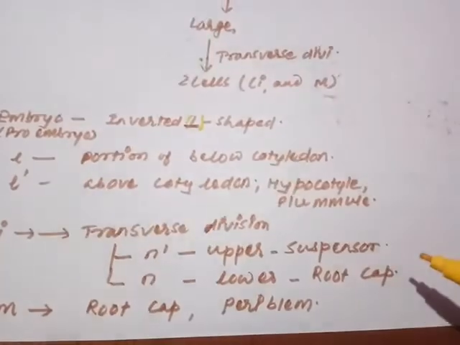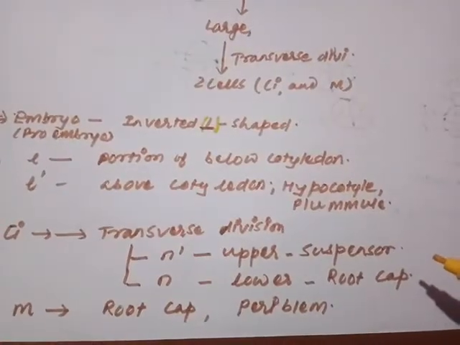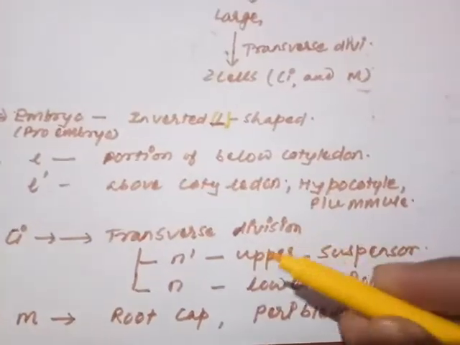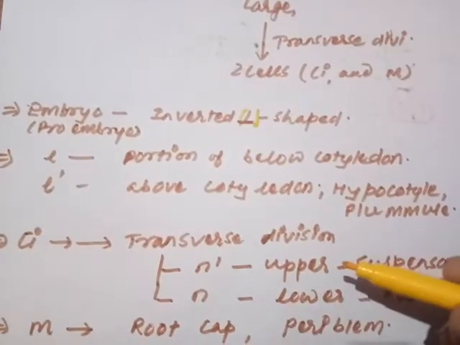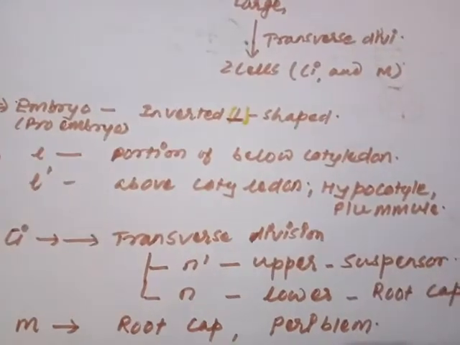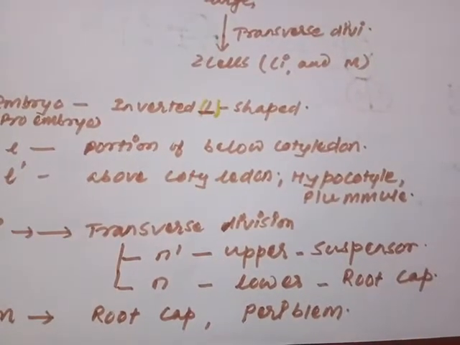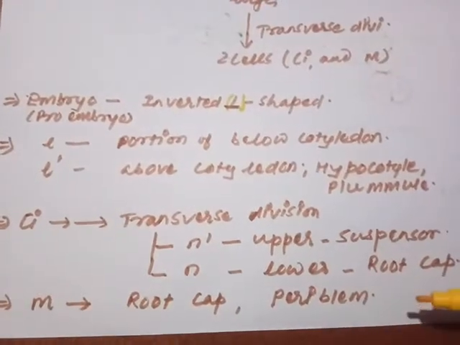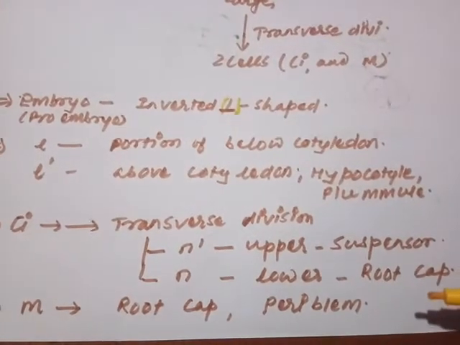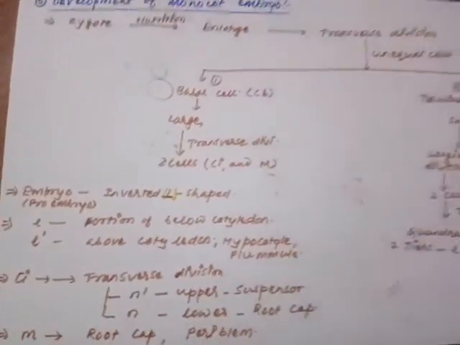Very simple process, not difficult like the dicot embryo. So Ci is going to divide transversely to form two cells, N dash and N. Upper layer is N dash, which forms the suspensor, lower layer is N, which forms the root cap. Now the second one, M, what does the M do? M is going to form the root cap and the periblem. So is it clear to you all?